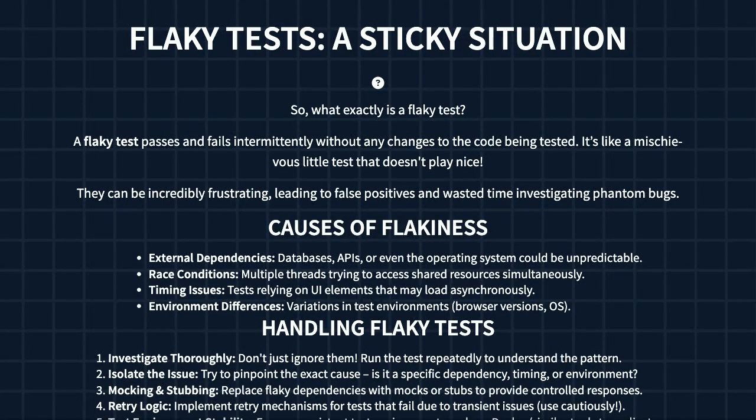Okay, let's talk about flaky tests. They're a real pain in the neck for developers and testers. Basically, a flaky test is one that randomly passes or fails, even if your code hasn't changed at all. It's like it has a mind of its own. They can be caused by things like unpredictable external services, race conditions where multiple tests are trying to do something at the same time, or even just timing issues with how quickly elements load on a web page. To deal with them, you need to figure out what's causing the inconsistency, maybe mock out those unreliable dependencies, implement retry logic for occasional hiccups, and most importantly, make sure your test environments are as stable as possible.